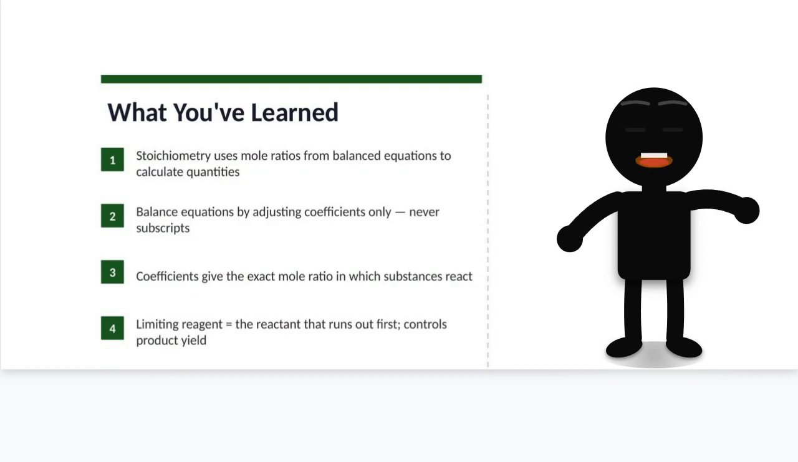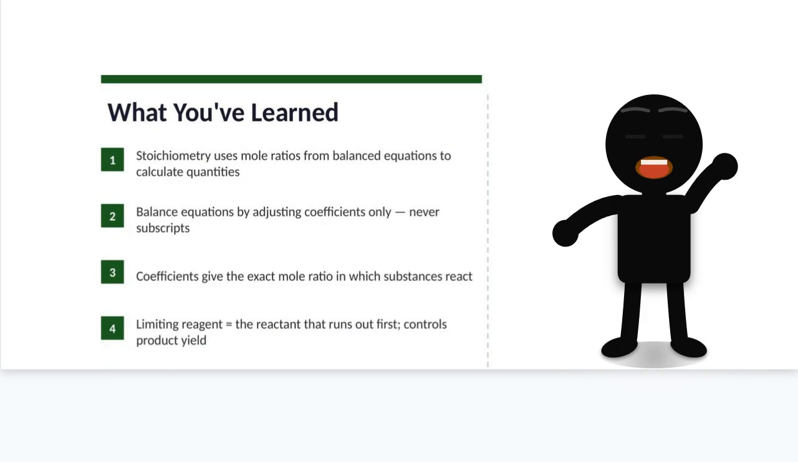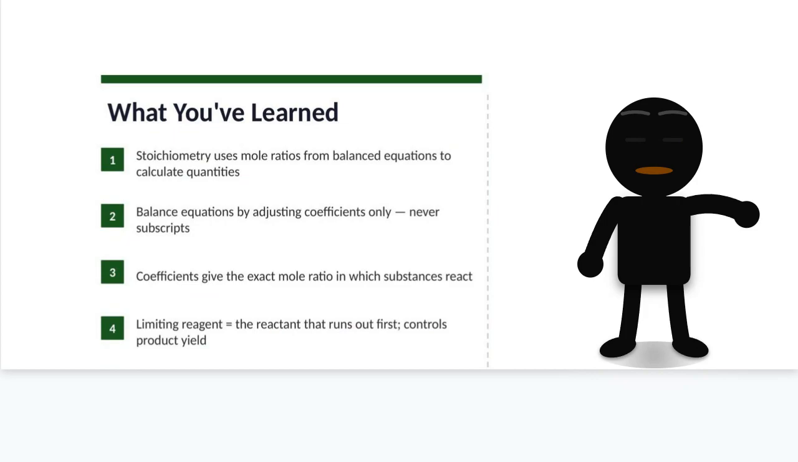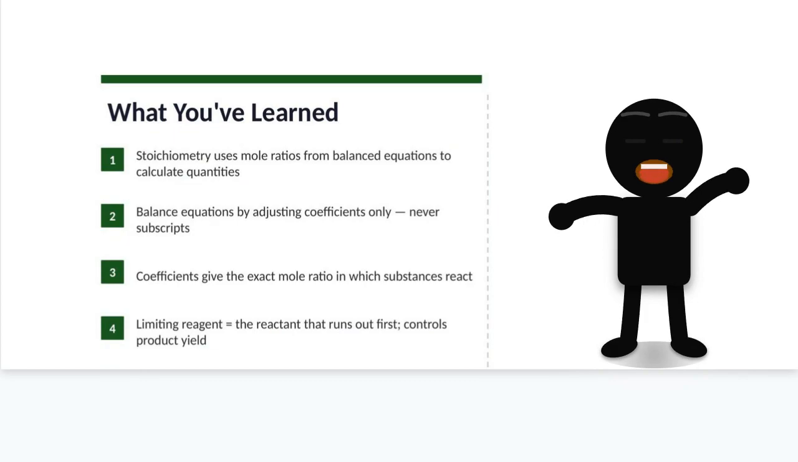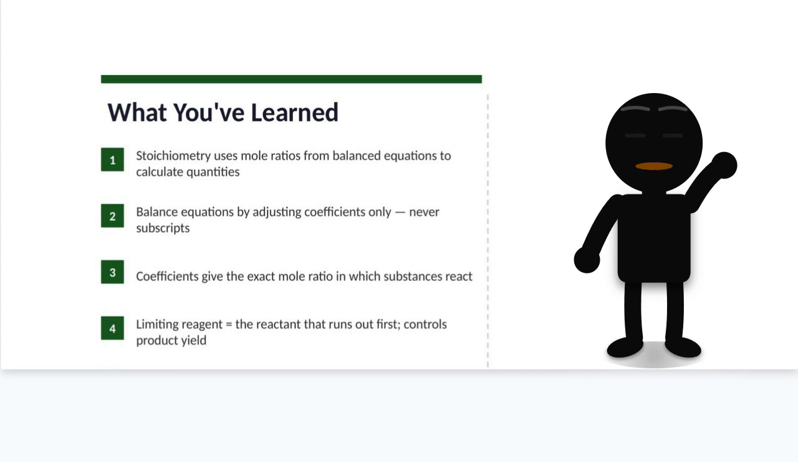Excellent work. Let us review. Stoichiometry is the study of quantitative relationships in chemical reactions. Every stoichiometry problem starts with a balanced equation, and you balance by adjusting coefficients only, never subscripts. The coefficients give you the mole ratio, the exact proportions in which substances react and are produced. When 2 reactants are given, you must find the limiting reagent using the 3-step method: convert to moles, divide each by its coefficient, and the one with the smaller result is the limiting reagent. Always calculate your product from the limiting reagent.